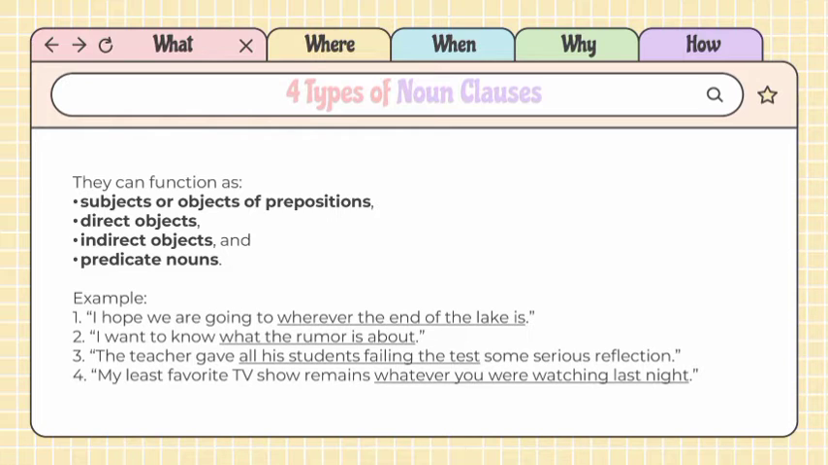3. The teacher gave all his students failing the test some serious reflection. The noun clause functions as an indirect object. 4. My least favorite TV show remains whatever you were watching last night. The noun clause functions as a predicate nominative.